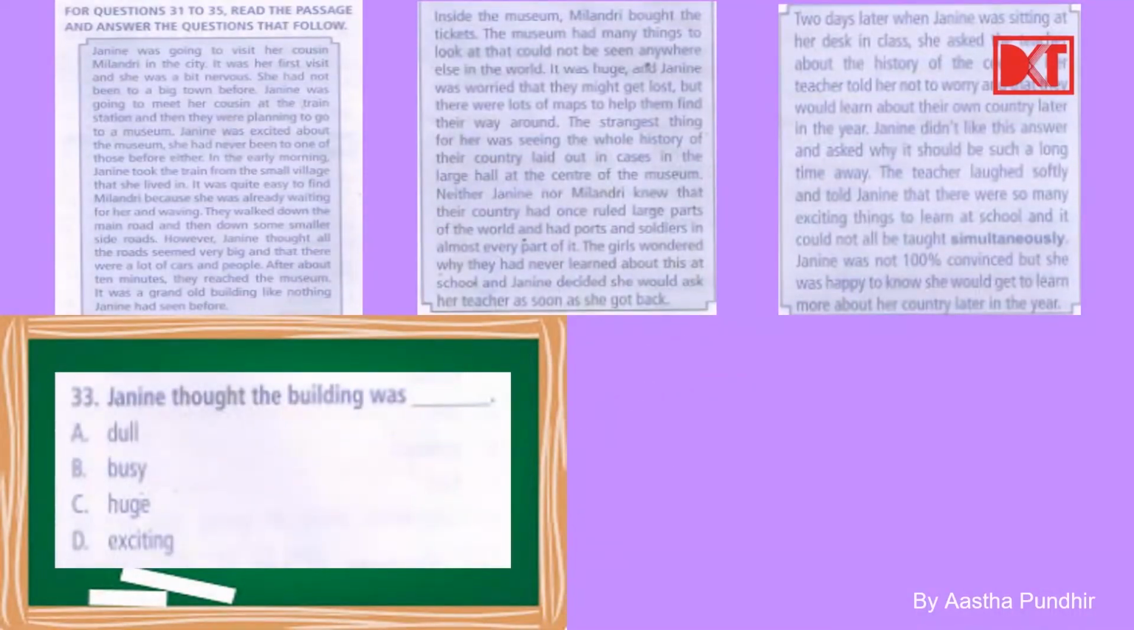Janine thought the building was A, dull, B, busy, C, huge, D, exciting. Here, after about 10 minutes they reached the museum. It was a grand old building like nothing Janine had seen before. It's a grand old building. It was huge. C.